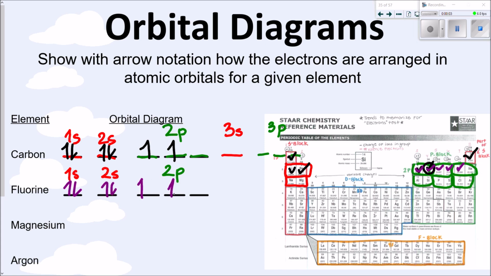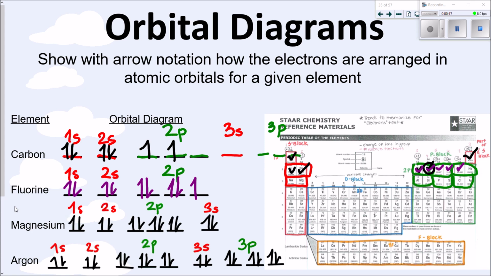So 1, 2, 3, each filling up their own orbital. And the fourth would have no choice but to be with the first. And the fifth will have no choice but to be with the second. Now pause the video and I want you to try magnesium and argon by yourself.